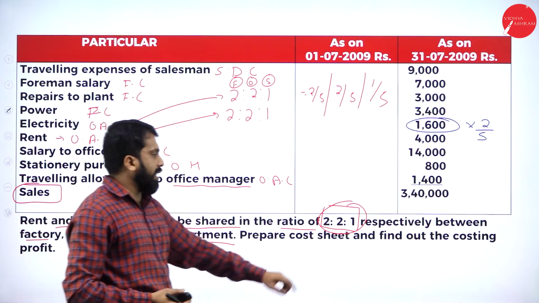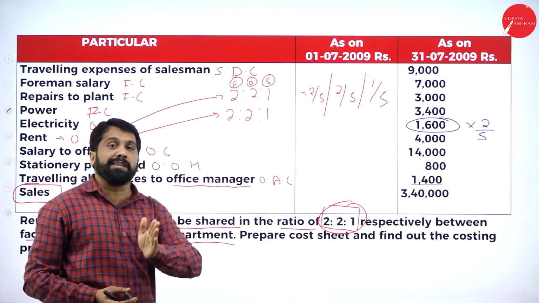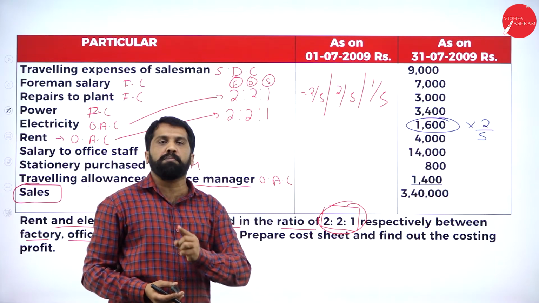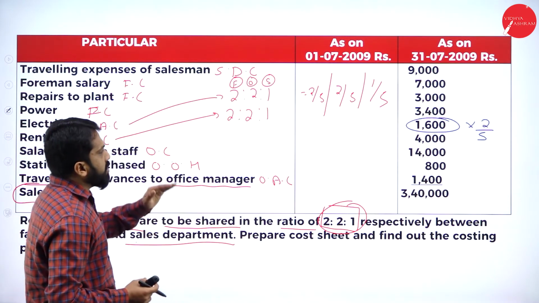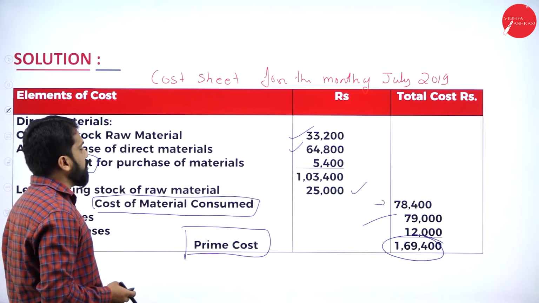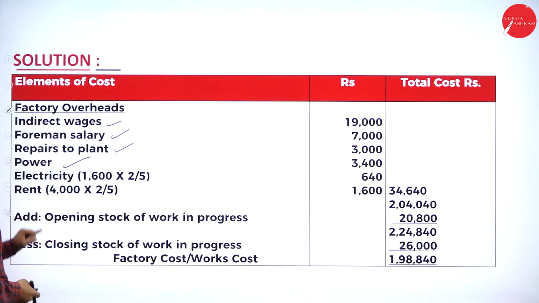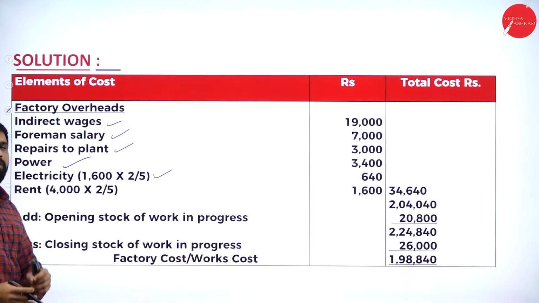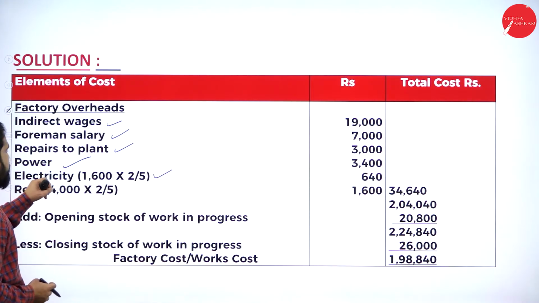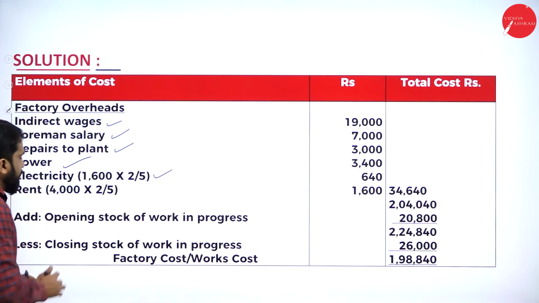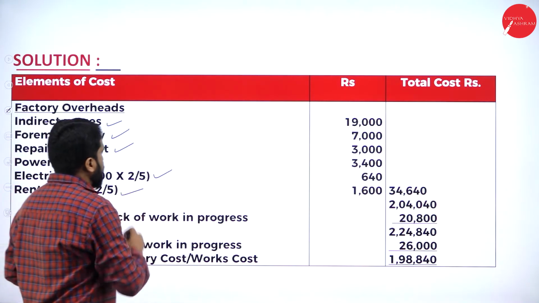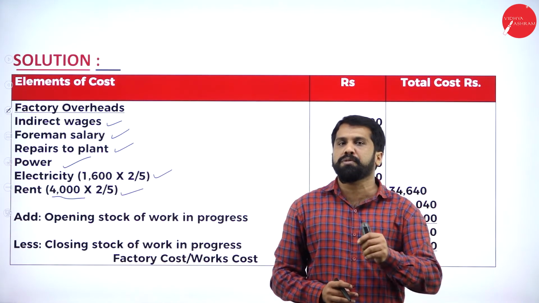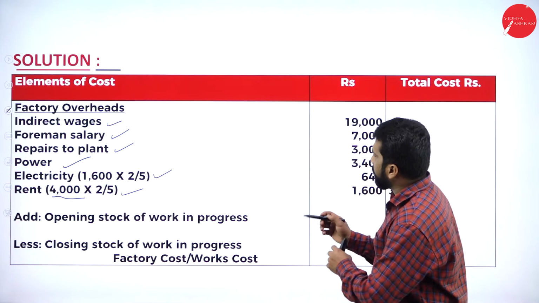For the second one, again 2 by 5. For the third one, it will be 1 divided by 5. Hope you are clear. Now, we're done with this calculation. How much did you get? Now, as per this, 1,600 into 2 by 5. Then we'll go for electricity. Electricity is over. We'll go for rent. 4,000 into 2 by 5. This is all about your calculation. Hope you understood. Now, this is done.